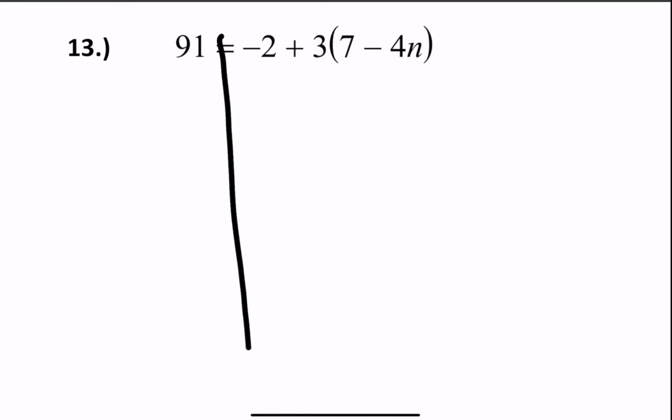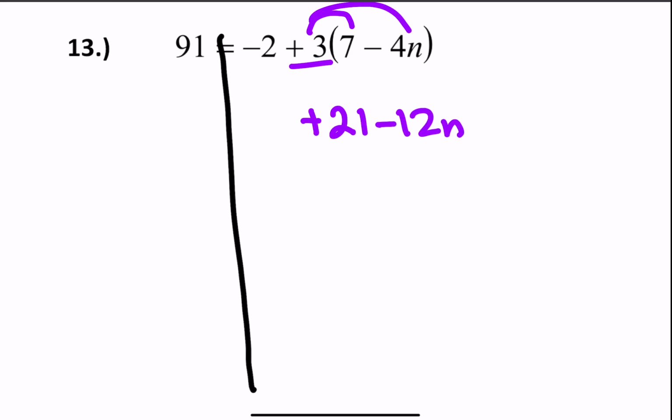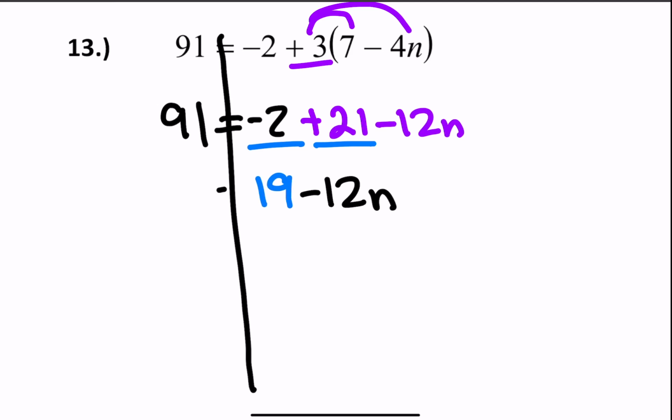Okay, looking at 13, we have 91 equals negative 2 plus 3 times 7 minus 4n. 3 is in front of my parentheses, so that's what I'm going to multiply. So I have a plus 21 and then minus 12n. 3 times negative 4n is a negative 12n. Bring down that negative 2 and the equal sign and 91. Then I see here I have like terms I can combine. Negative 2 plus 21 is 19, but everything else just gets brought down.